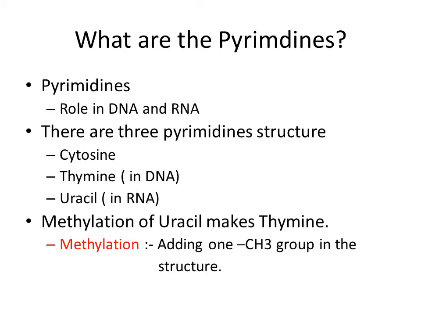So firstly, we are going to talk about pyrimidine itself. They have a role in DNA and RNA. There are three pyrimidine structures: cytosine, thymine and uracil. Thymine we can see in DNA, uracil we can see in RNA. Methylation of uracil makes thymine. So what is methylation? Adding one CH3 group to any structure is called methylation.